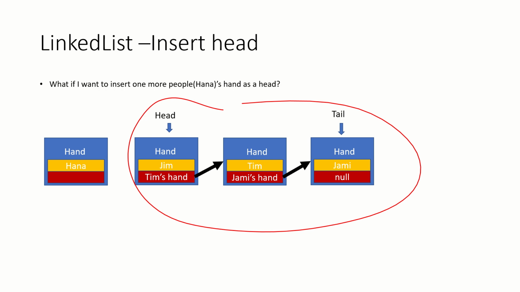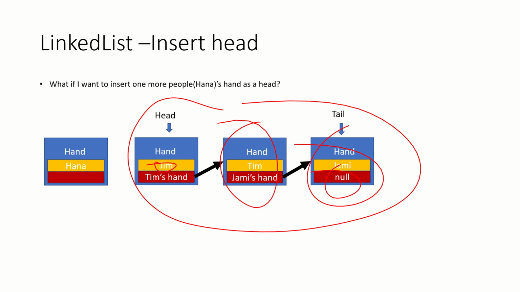We know who is head, right? Who is head? James, right? And we know how they link them together, right? Because Jim will know Tim's hand will be next. Then Tim will know Jamie will be next. Jamie will know there's nothing next.